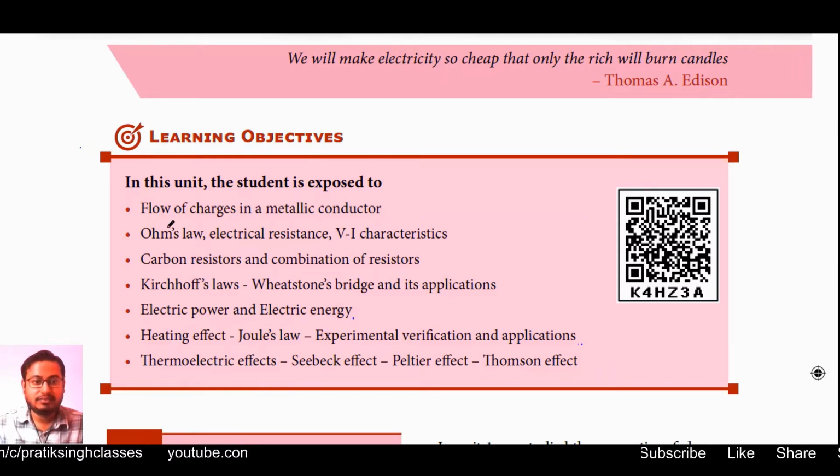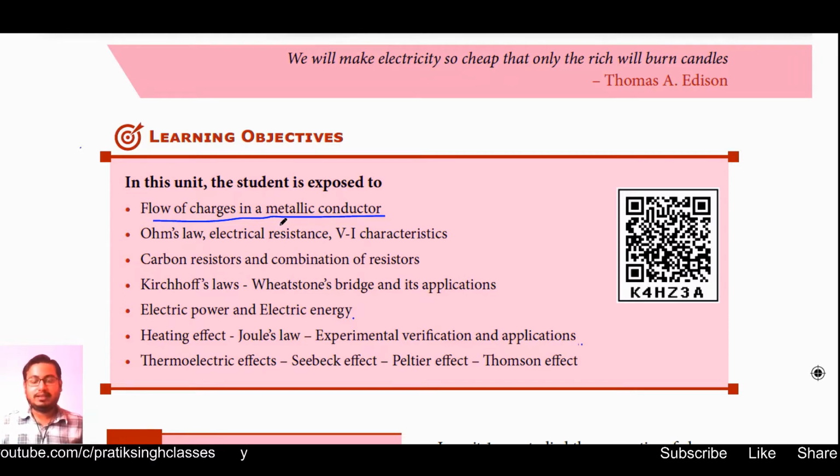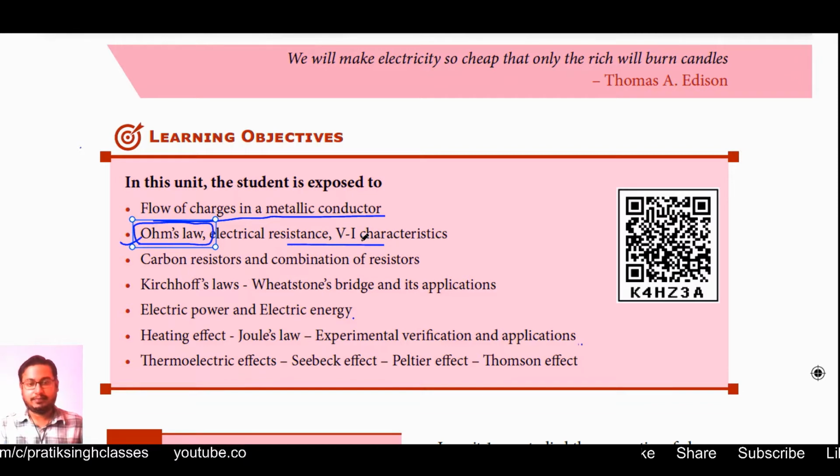The first one is flow of charges in a metallic conductor. About flow of charges, we have already studied in the first unit. Here, when charges flow through a material, we will study what really happens inside the material body. Then we will study Ohm's law. About Ohm's law, we already studied in class 9th and 10th, but here we will study its applications in brief, and then we will also study the relationship between voltage and current.